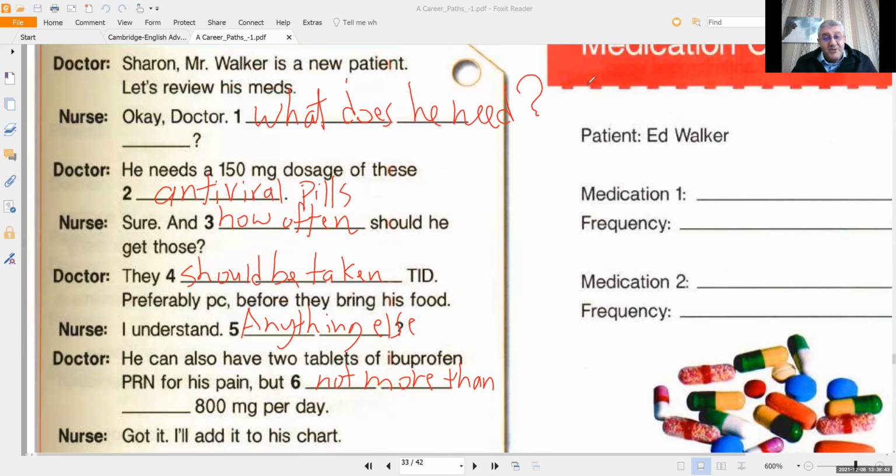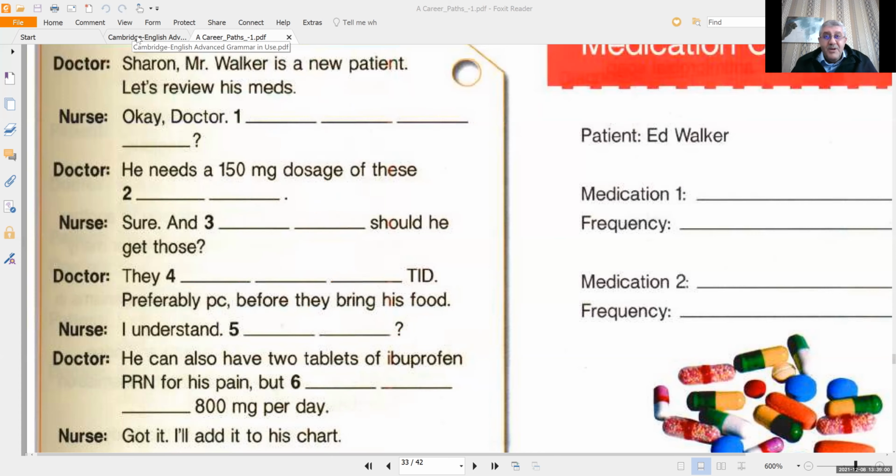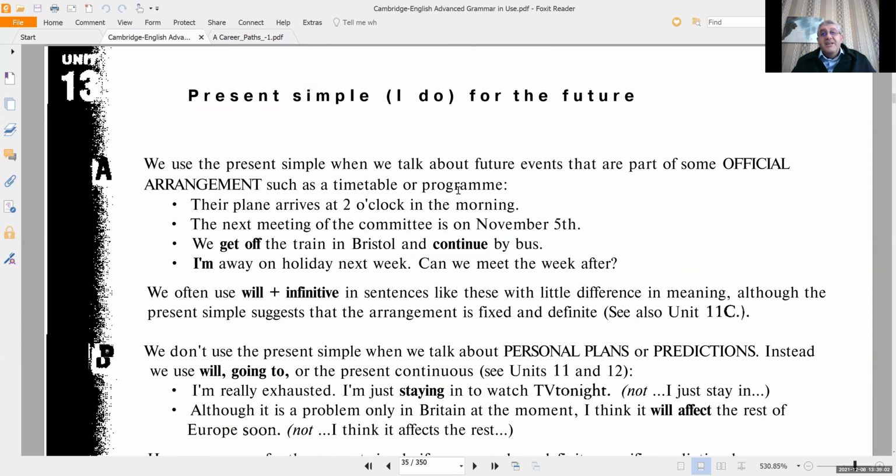As usual, we are going to deal with language issues, and today we are finishing the topic of the future. We talked a lot about it, and now we are going to deal with how to talk about the future using the present simple tense.